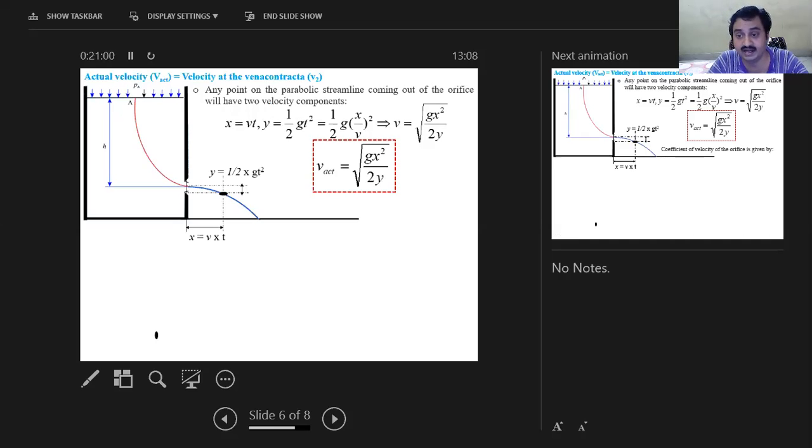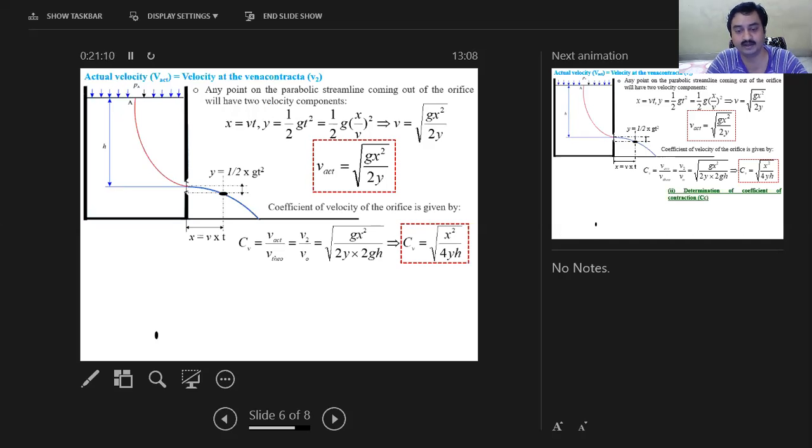So how will we get this? This will be obtained in the laboratory through the experimental setup. We have got a setup which I will show you now. If I get V actual, then my coefficient of velocity CV will be the ratio of the actual velocity to the theoretical velocity, V actual by V theoretical. It's coming to be CV is equal to x square by 4yh.